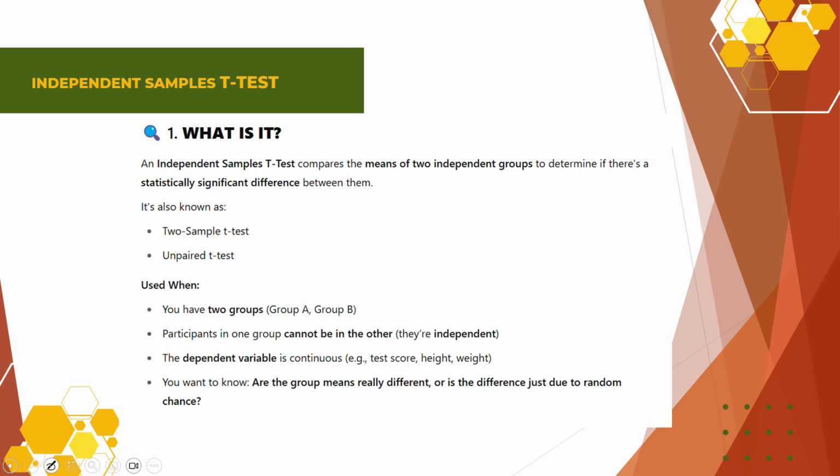It is used when you have two groups, A and B, and a participant in one group cannot be in the other. They are independent. The dependent variable is continuous, like test score, height, and weight. So you want to know, are the group means really different, or is the difference due to random chance?